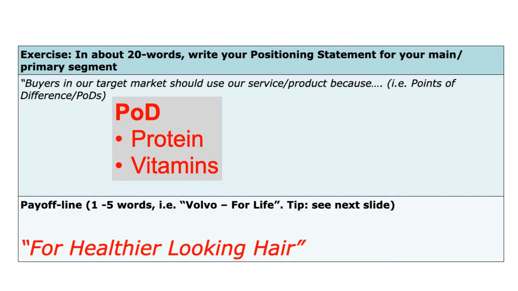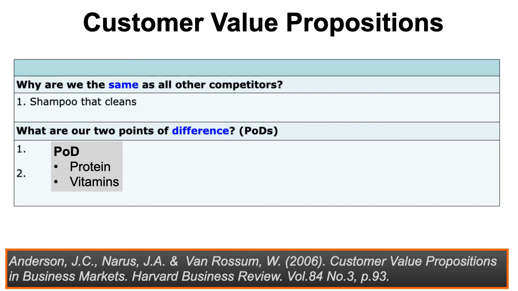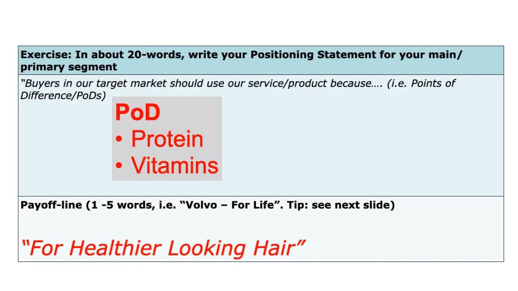And now we can move on and write our positioning statement in words. So this is what your PODs, points of difference, are, and one point of parity, why it's the same as the competitor. And now we can write it out in words. We can say something like this: buyers in our target market should use our shampoo because of the protein and the vitamins in it. And now you might have heard of payoff lines or strap lines. Here we could come up with a cool line that has advertising appeal, for example, for healthier looking hair. Volvo's payoff line is, remember, what's their POD? Safety. Their POD is safety, and therefore their payoff line was developed: Volvo for life.